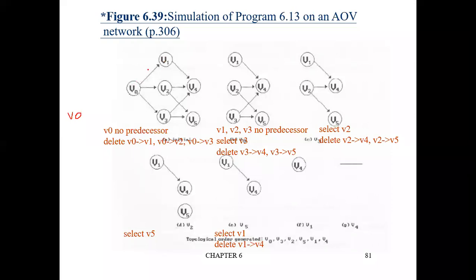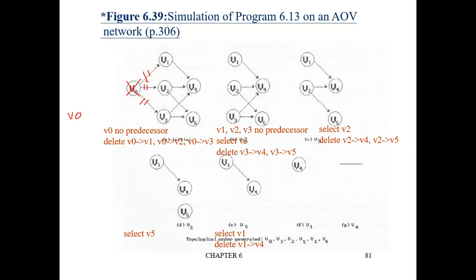One is V0 to V1. This is one edge. Another one is V0 to V2. And the last one is V0 to V3. So all these edges you have to delete: V0 to V1, V0 to V2, and V0 to V3. Delete this edge, delete this edge, delete this edge, delete V0 also. Delete V0 and all its outgoing edges.